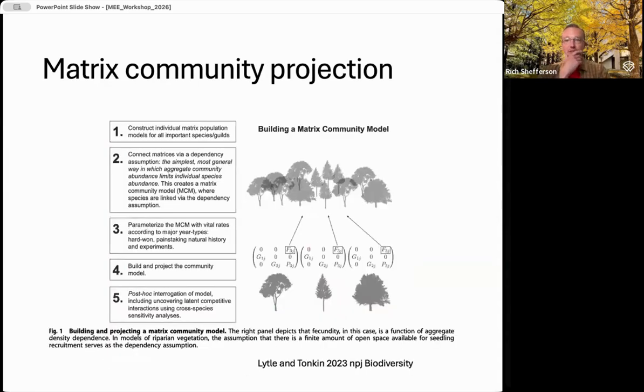This is a figure from a paper released 3 years ago by Dave Little. I would recommend, if you're interested in matrix community models, to have a look at this. It is the grand result of a lot of work that Dave Little himself has done over the last 20 years, developing some of the theory and some of the empirical work. And it gives you an idea of how matrix community models operate.